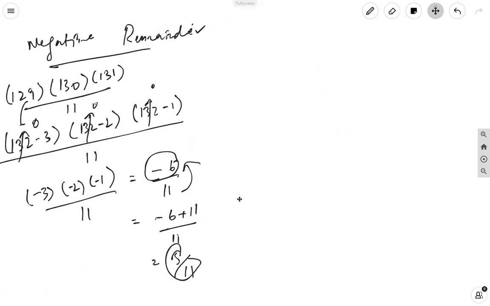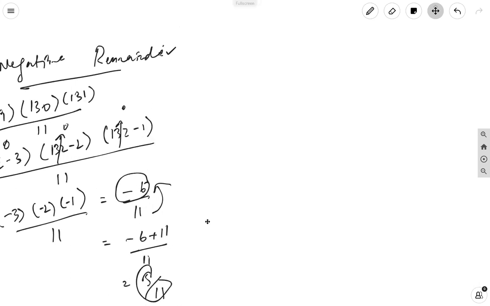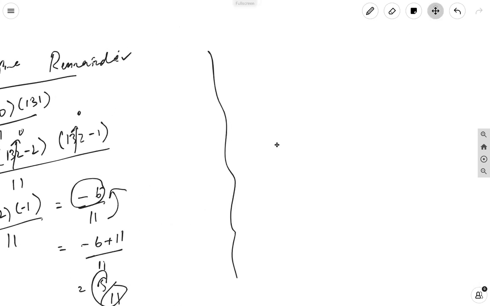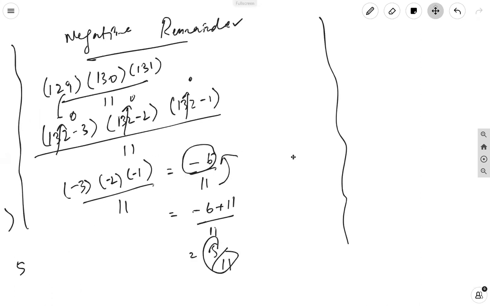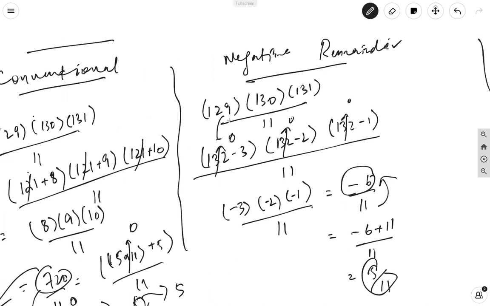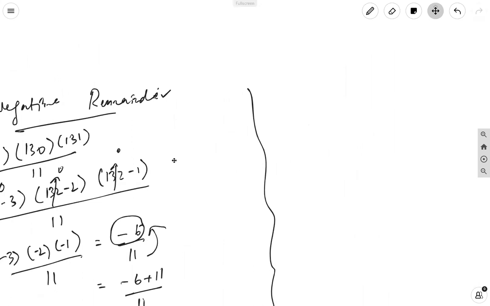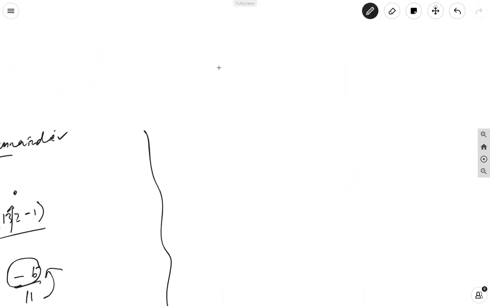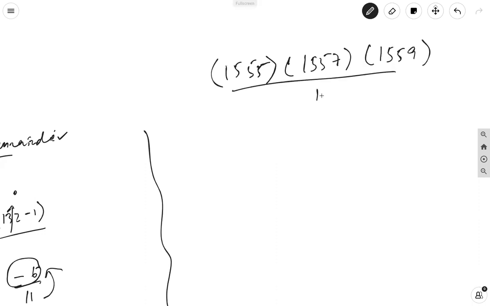Now, one more relevant question. I'm a little bit confused. How can we decide whether we have to use the conventional method or the negative remainder method? Whenever you have very big values, let me show you one more question just like this. Let's suppose we have 1555 into 1557 into 1559 divided by 13. If you start solving this using the conventional method, that will take a lot of your time. Try to use the negative remainder concept whenever you have bigger values.